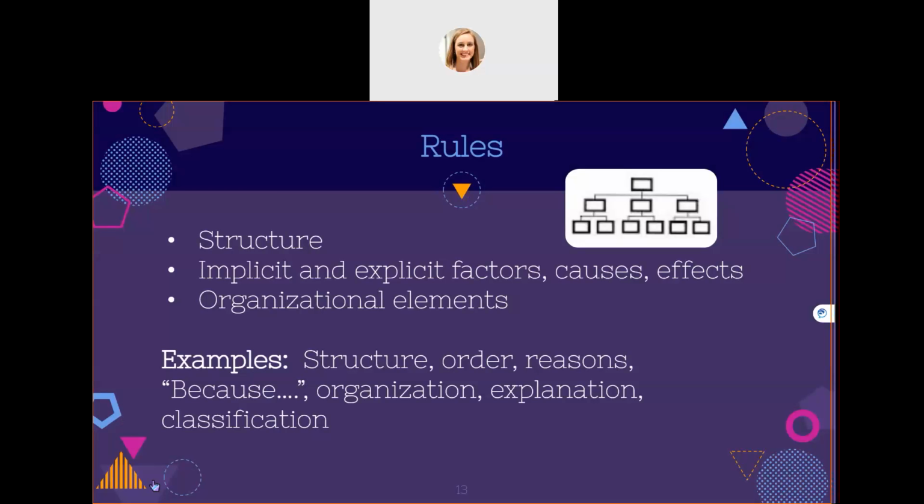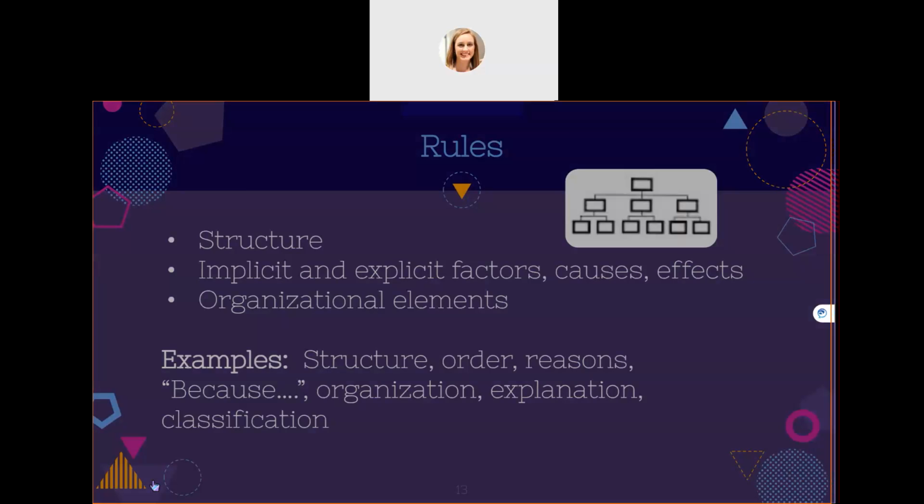Rules are all about structure and organization, and you'll notice that this icon looks a lot like the tree diagram. If you've ever used thinking maps, you could incorporate that when you're talking about rules. So rules are about structure, implicit and explicit factors. What are the causes and effect? How do you organize things? So it's about order and the reasons, and explaining and classifying.